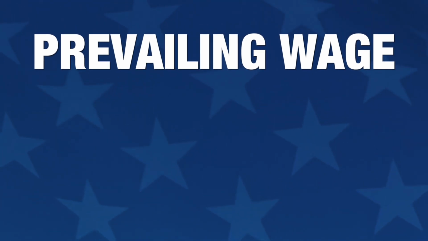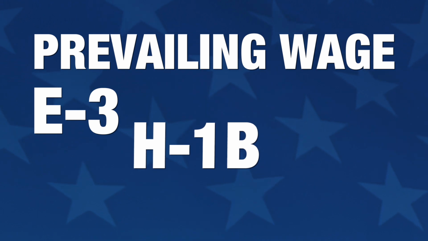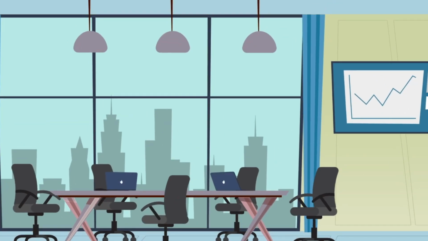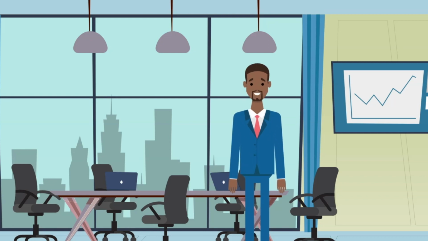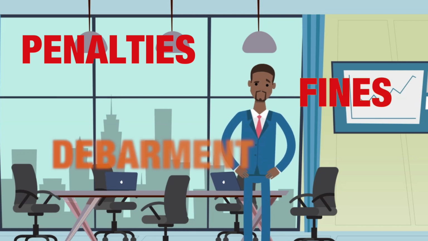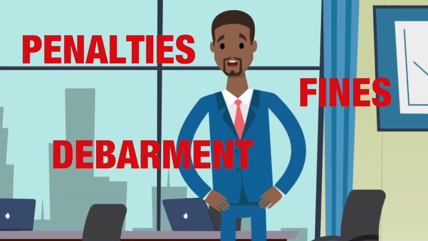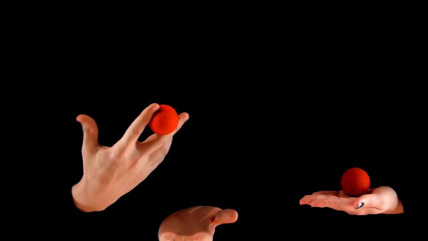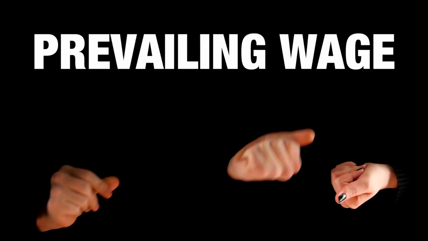Determining the prevailing wage for an E3, H-1B, or H-1B1 petition is very complex and challenging, as there are many issues that an employer must take into account. An employer's failure to pay the appropriate wage may result in harsh penalties, including, but not limited to, fines and debarment from filing future petitions for immigration benefits on behalf of its foreign national employees. In this video, we are going to walk you through the steps of determining the prevailing wage, hopefully demystifying and simplifying this process for you.